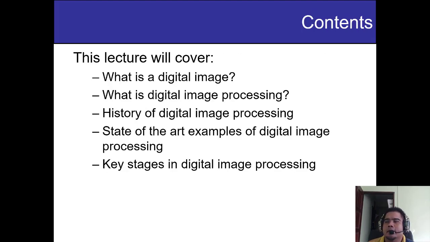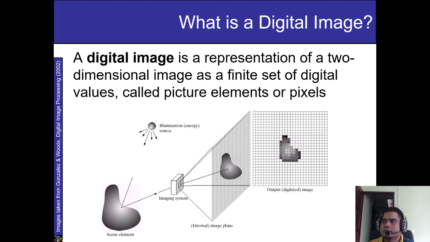Okay, and in this lecture we try to cover several things. We want to know what a digital image is and what digital image processing is, and then I give you some notes related to the history behind digital image processing, and then some state-of-the-art examples of how a digital image processing system looks like, and then the key stages in digital image processing.